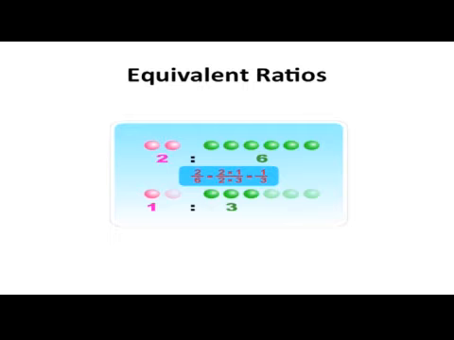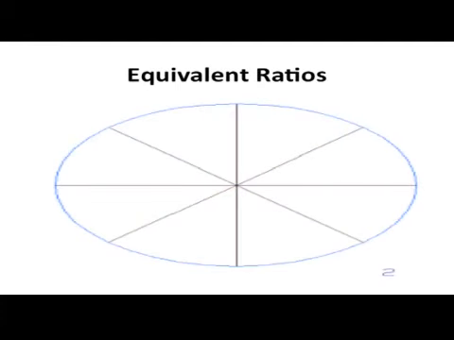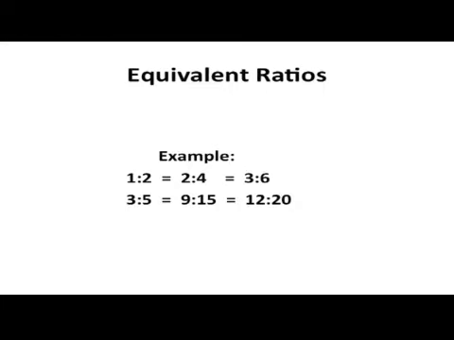as equivalent ratios. From a given ratio A is to B, we can get equivalent ratios by multiplying the terms A and B by the same non-zero number. For example, 1 is to 2 is equal to 2 is to 4, that is equal to 3 is to 6. Another example is 3 is to 5 is equal to 9 is to 15.